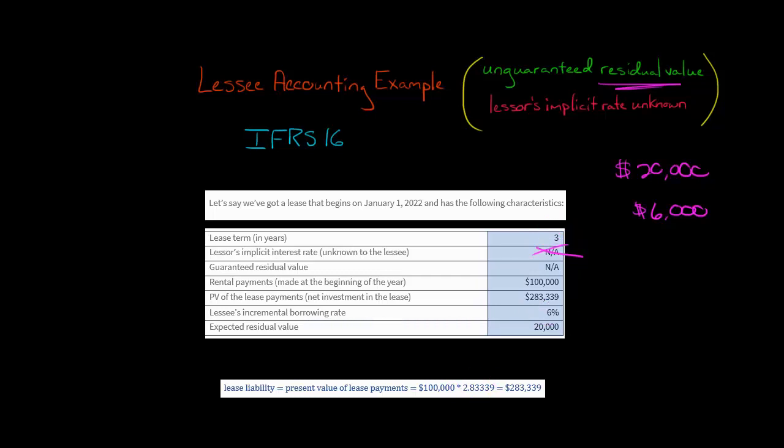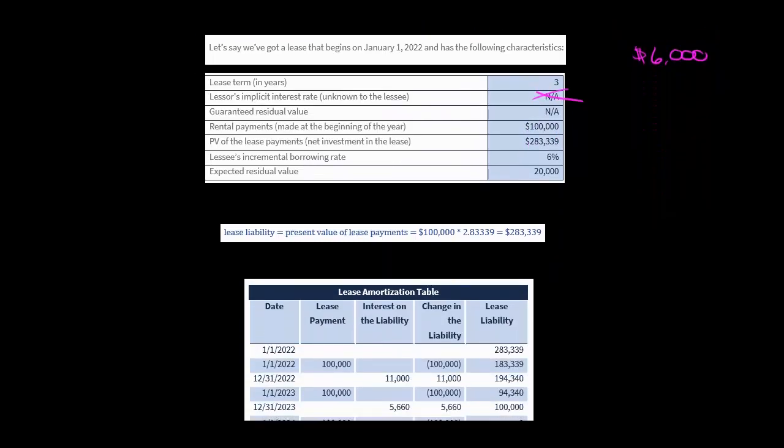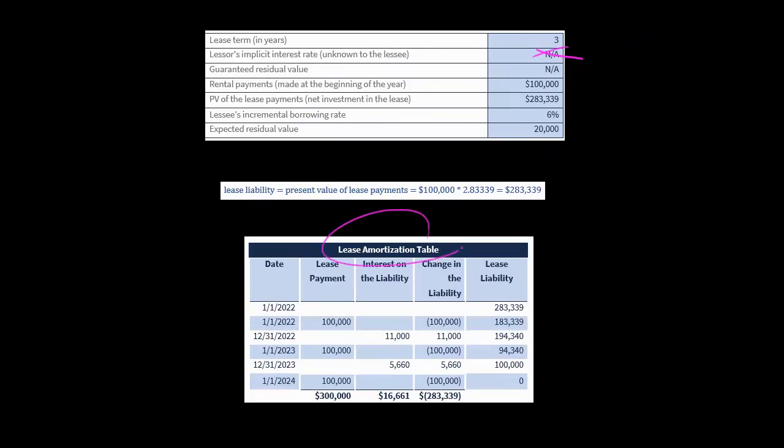And you multiply that number by 100,000, which is the amount of our annual payment, comes out to $283,339. So this is the initial lease liability. We're assuming there's no bargain purchase option. There's nothing like that. There's not going to be a final payment related to the residual value because the residual value is unguaranteed. So we've just got this initial lease liability of $283,339. Okay, and here is our lease amortization table.